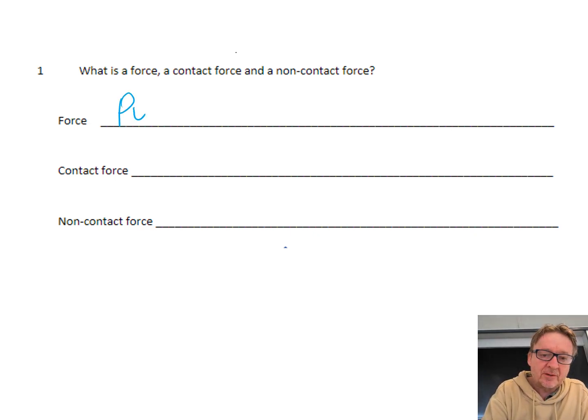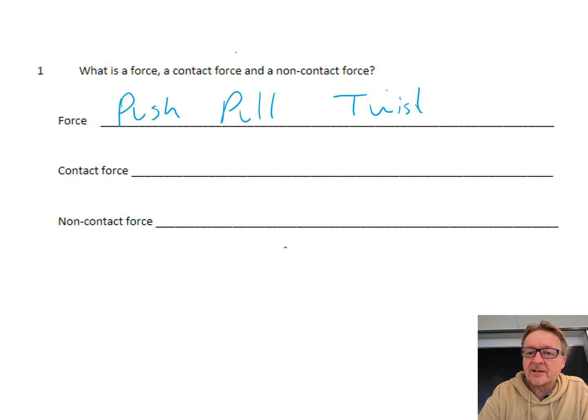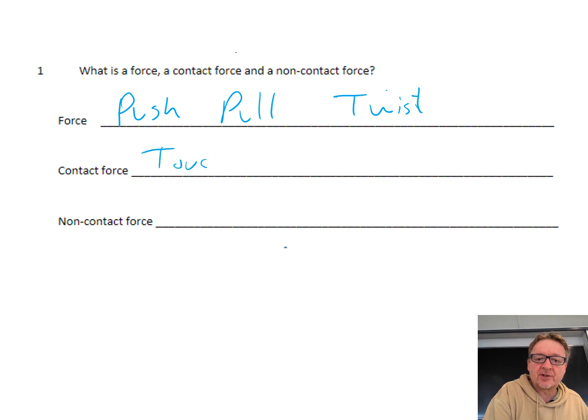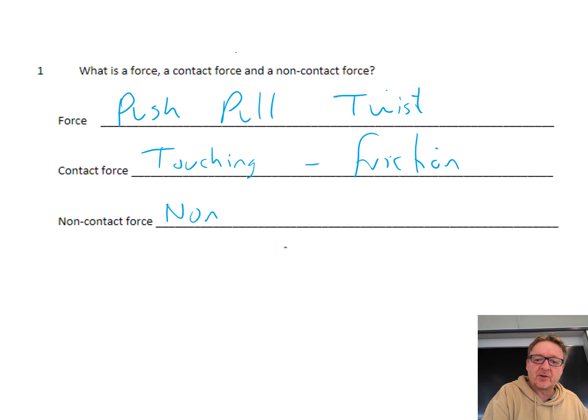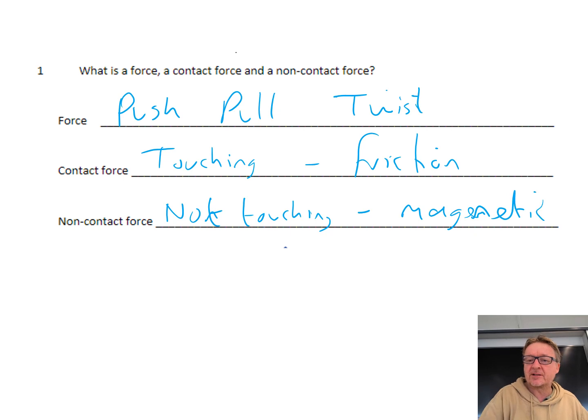So a force is a push, a pull, or a twist. They're the three things that a force can ever be. The contact force is a force where the objects are touching, and an example could be friction. A non-contact force is where the objects are not touching, and a good example of that could be magnetic force. You know where magnets don't actually touch?